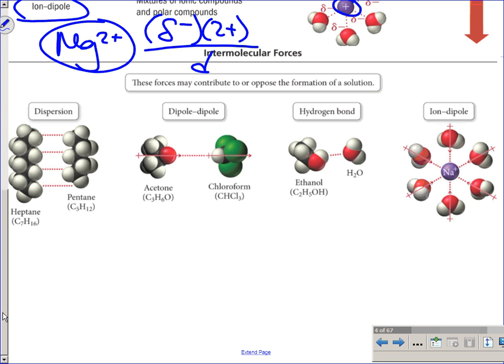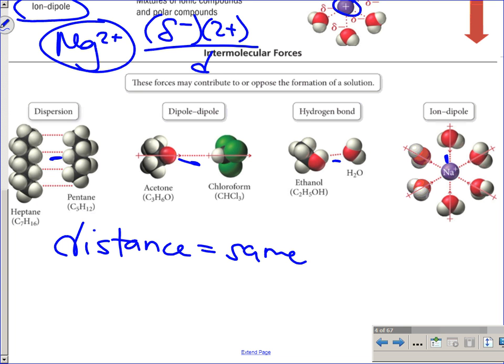It's not the distance that separates the molecules. The distances are all about the same between all of these molecules here, here, here, and here. It's really just the force of attraction that differs, caused by the partial charges or the full charges that differ. Okie dokie. All right, so that makes a lot of impact when we're talking about solutions.